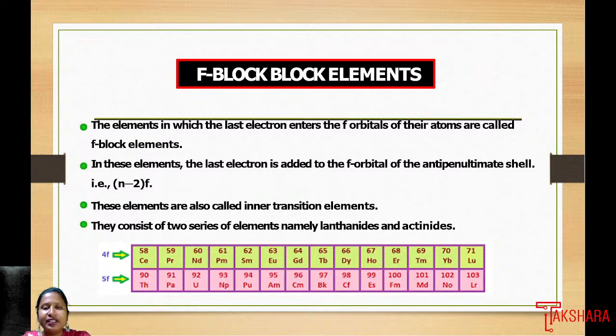Regarding F block elements, the first point is: the elements in which the last electron enters the F orbitals of their atoms are called F block elements. Usually in the periodic table, elements are arranged based on the increasing order of their atomic number as per the modern periodic table, correct?